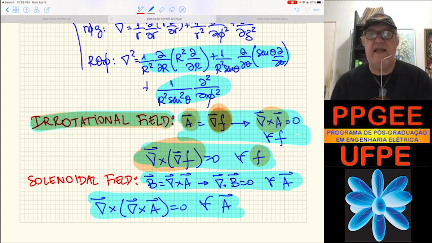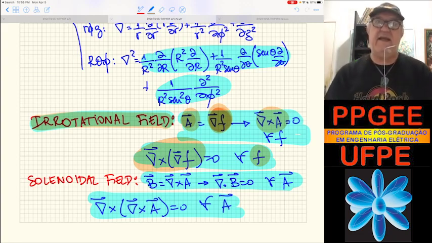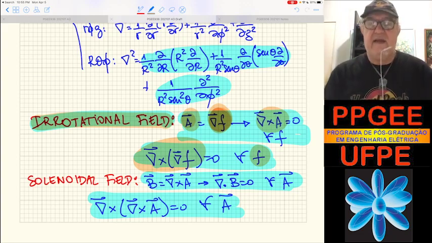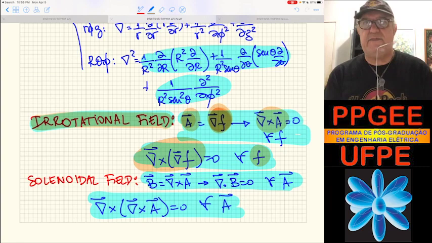We're going to see that the electrostatic field has this property. It is obtained from the gradient of the potential, electric potential, right? Gravitational field has this property. It is obtained from the gradient of the gravitational potential, and so on.